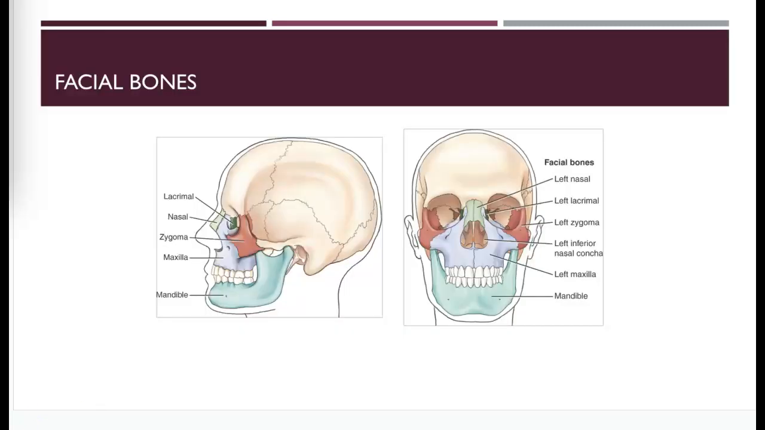In this lecture we will be reviewing the facial bones anatomy. So we have 14 facial bones. Only 2 of these bones are unpaired, and those are going to be the vomer and the mandible. Everything else is paired. So we have 2 maxilla, 2 zygomatic bones, 2 lacrimal bones, 2 nasal bones, 2 inferior nasal conchae, and 2 palatine bones.